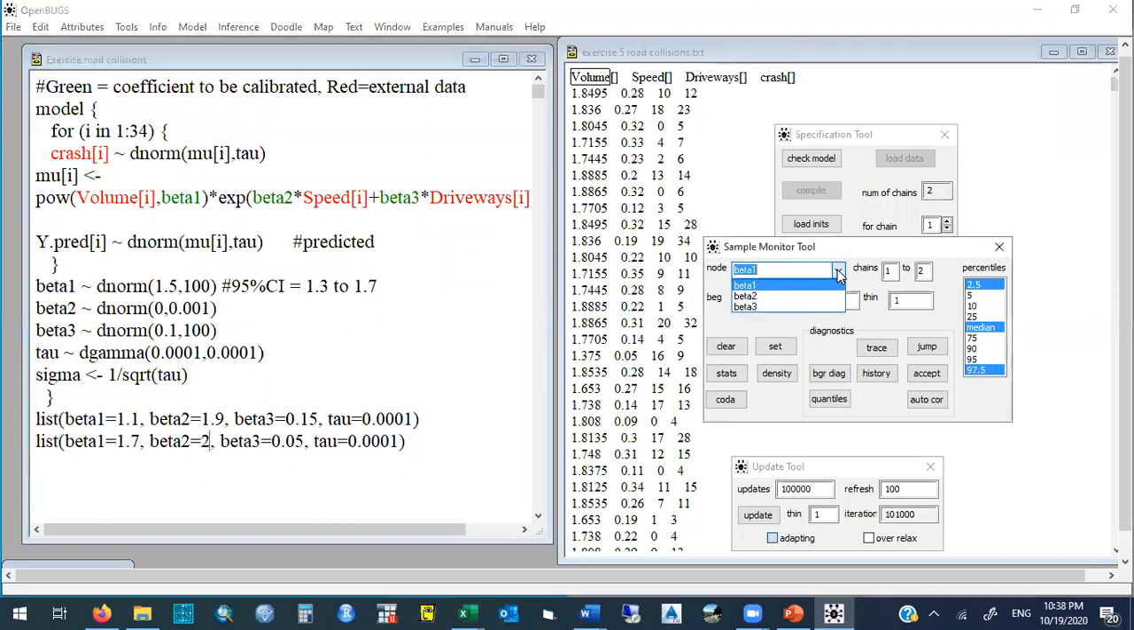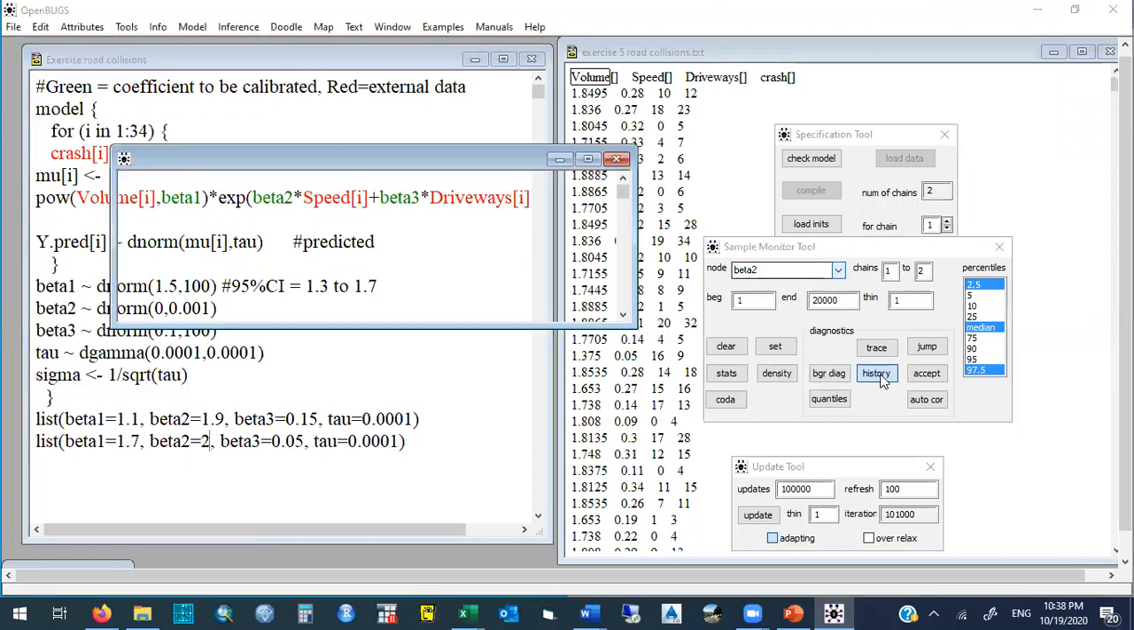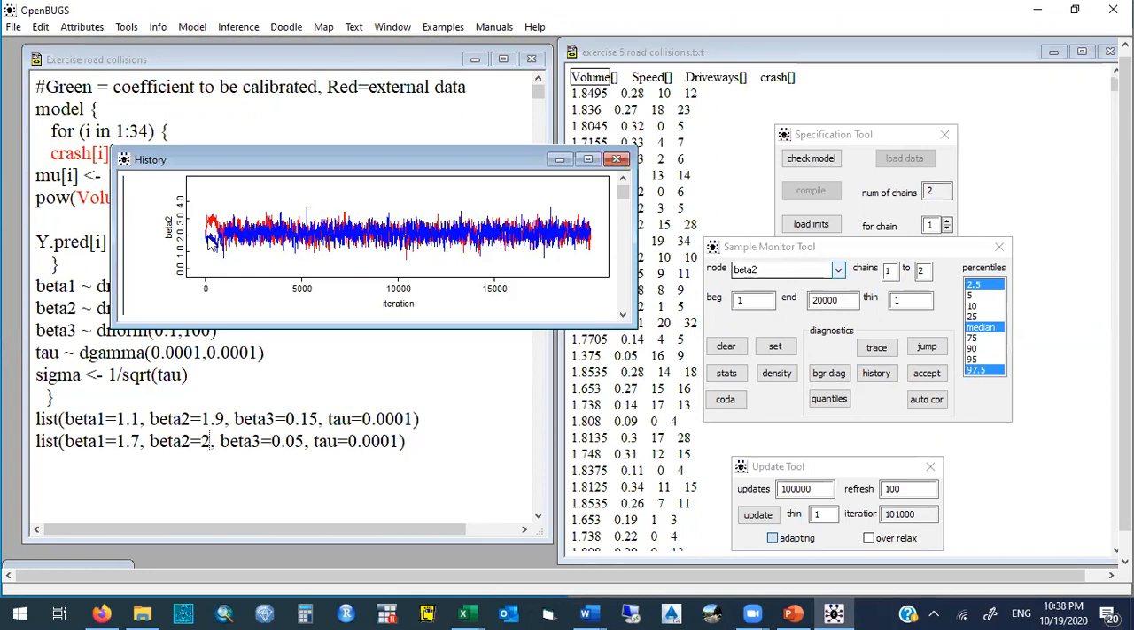If I show you beta 2, you see, at the beginning, it was not moving together because it was having a hard time reaching convergence. But then it did get together.